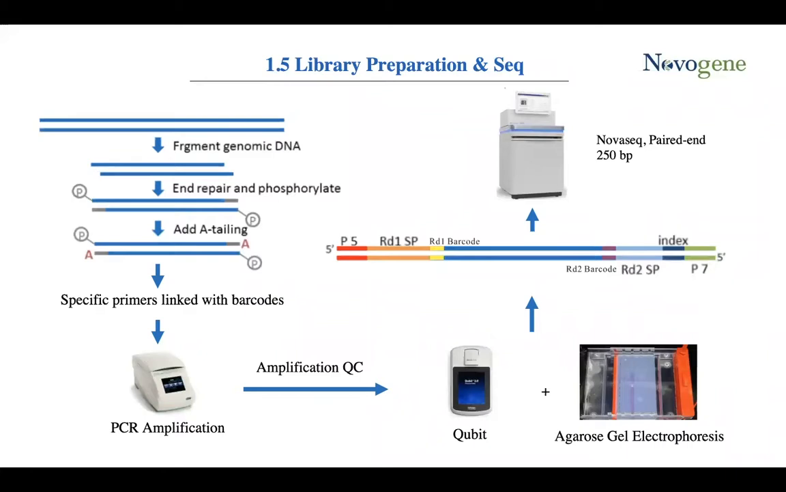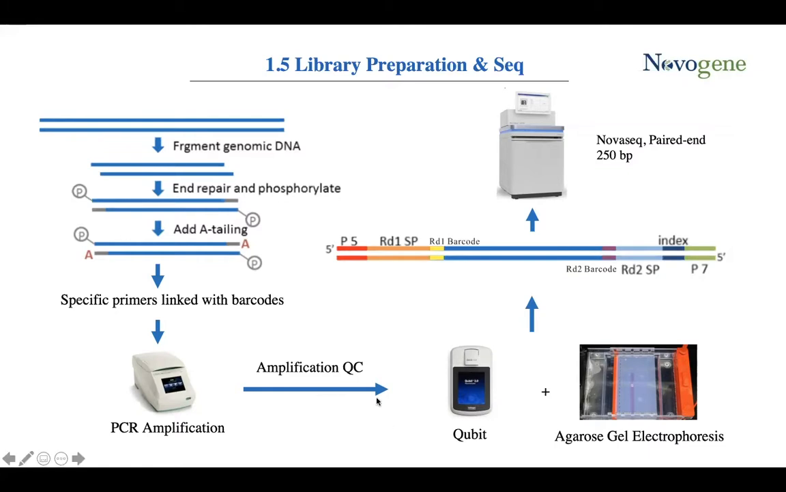And after sample QC, we will move to the PCR amplification and the library preparation. So first, when we get the extracted genomic DNA, we will fragmentize it, then perform the end repair, the phosphorylation, the A-tailing, and then we will add the specific primers, which are linked with different barcodes, to go to PCR amplification.